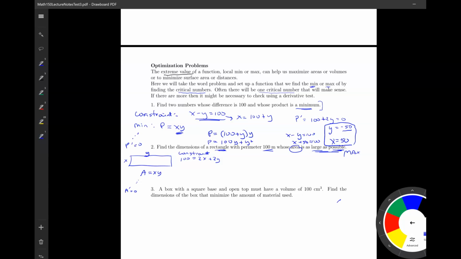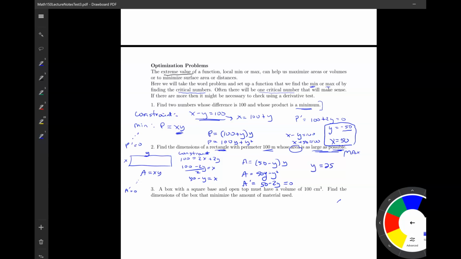All right, so I see that I want to solve for one of my letters here. So I'm going to solve for x this time. So this gives me 50 minus y is equal to x. So substituting that into A, 50 minus y times y. So 50y minus y squared. All right, so let's take the derivative. So I get 50 minus 2y. Set that equal to 0. So that gives me y equal 25.